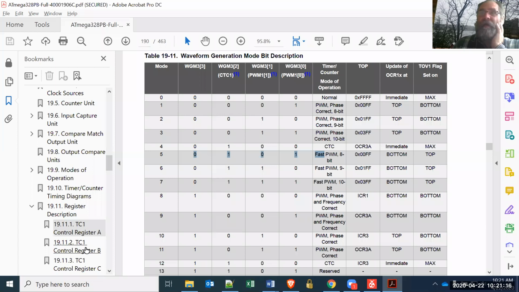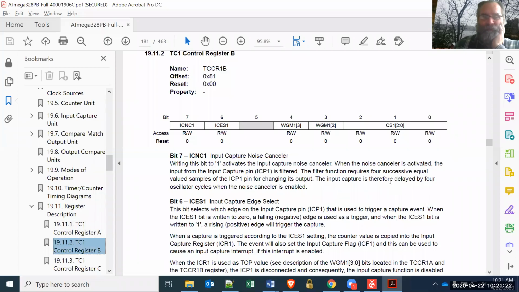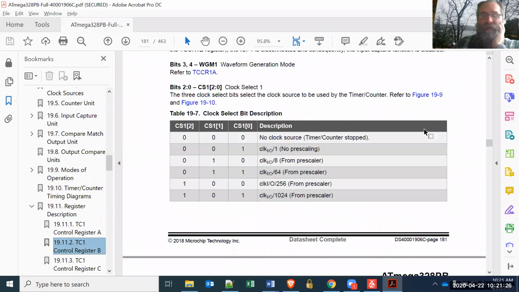If we look at the clock scaler, we want to do a divide by 64, so we get about 1 kilohertz. 0, 1, 1 will do just fine. And I think that's everything you need to know about timer 1.